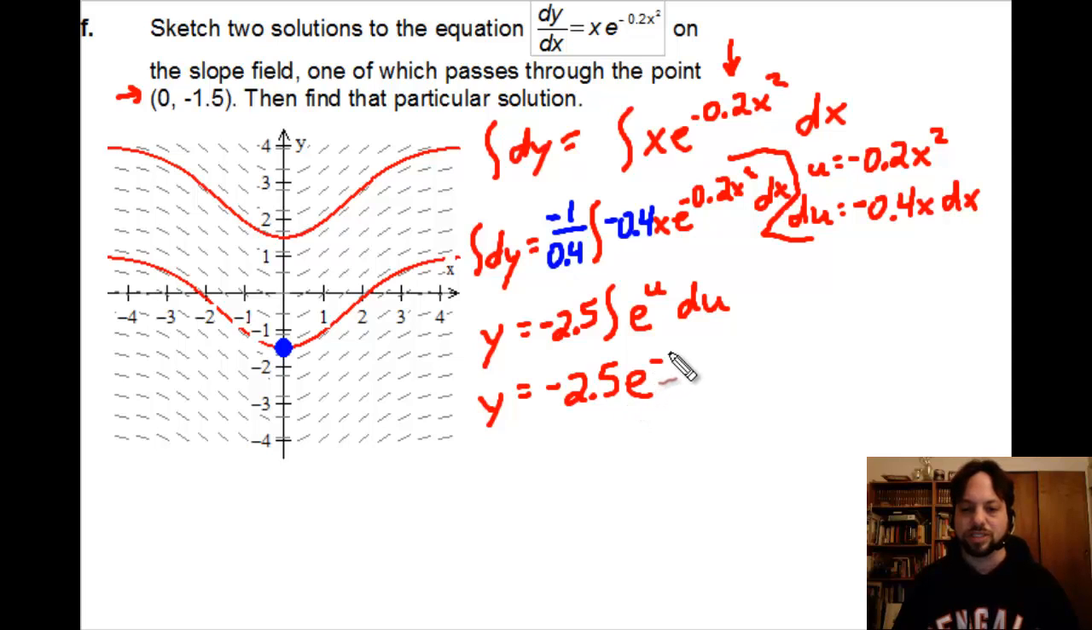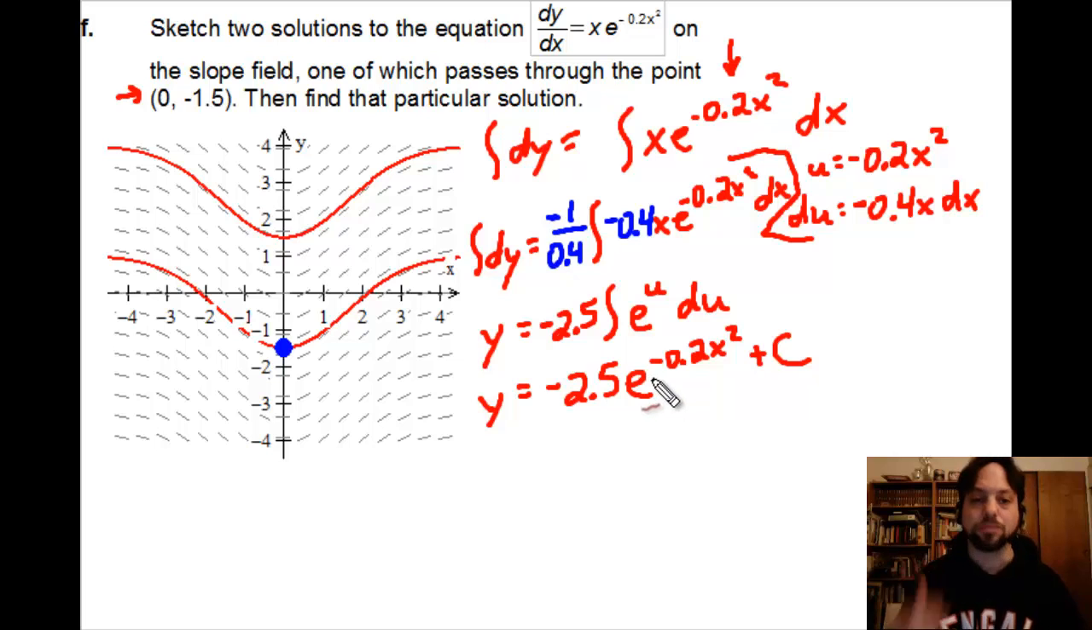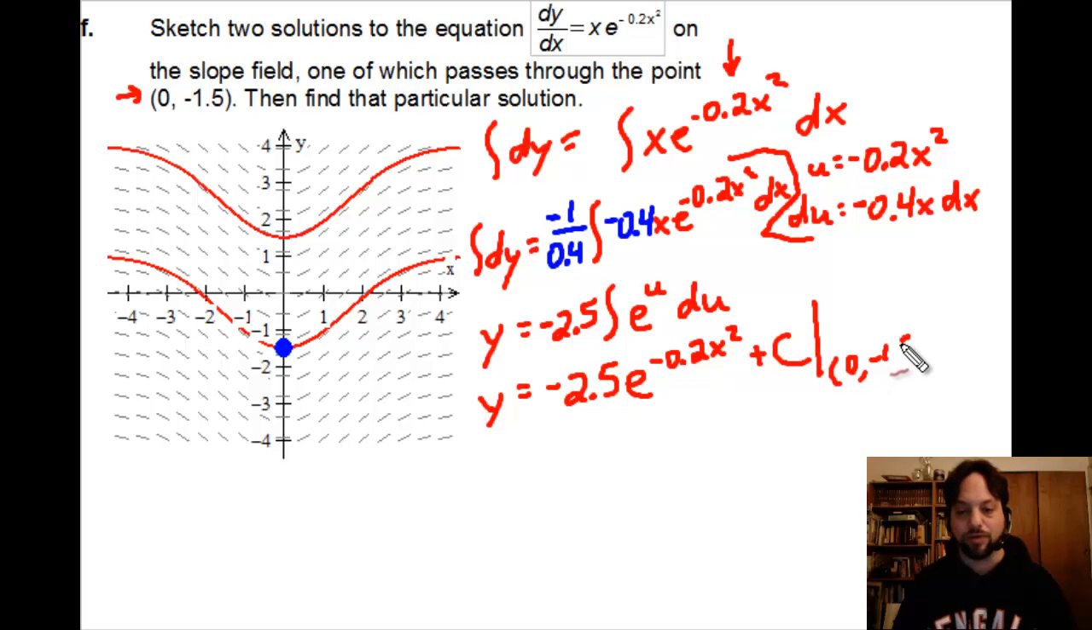And of course, u is negative 0.2x squared. And let me include my plus c. So whatever value I choose to put in for c, it should give me a graph kind of like I have over here on this slope field. We just need to figure out what the correct value of c is so that our graph passes through the point 0, negative 1.5. How are we going to do that? Well, let me just plug in the point 0, negative 1.5, and we'll just algebraically solve for c.